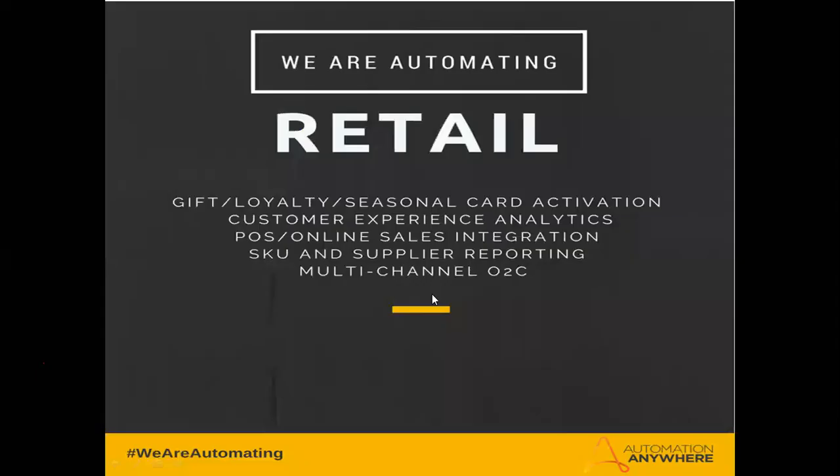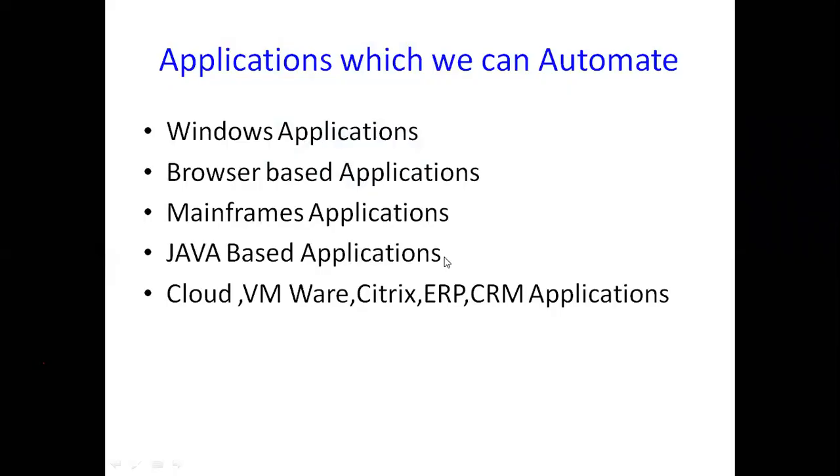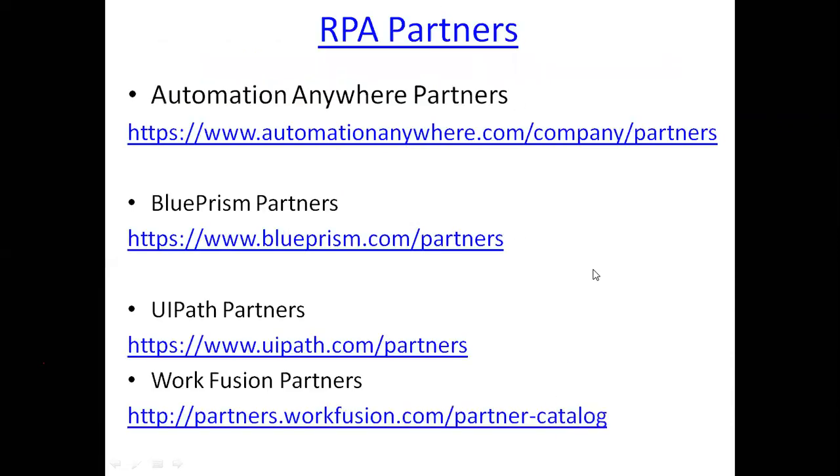So it means automation is applicable in all areas. The Automation Anywhere people are telling us that all these sectors can be automated. So what applications can be automated? As I told you, Windows applications, browser-based applications, mainframe applications, Java-based applications, cloud, VMware, Citrix, ERP, and CRM. All these things can be automated.